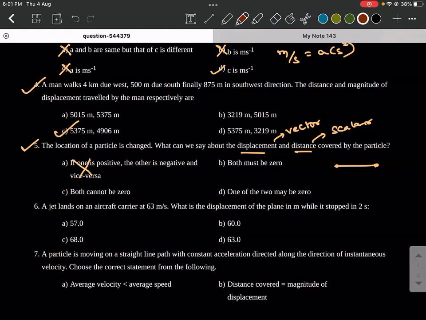Both must be 0. No, because the particle has moved. What about both cannot be 0? There is a possibility. Yes, we can keep that on hold. One of the two may be 0. That is also possible. But more appropriate among both is both cannot be 0. One of them may be 0 is only possible for displacement. Distance cannot be 0. So that is why out of both the options, which one is more sure? C.